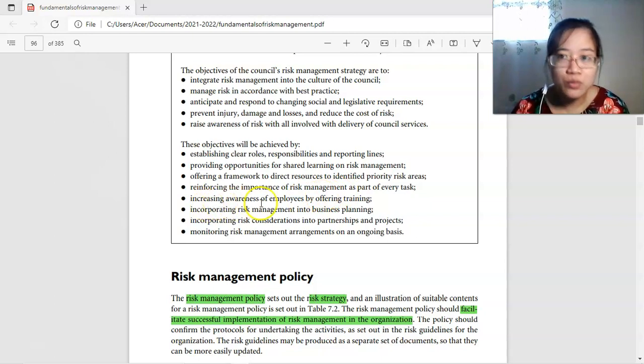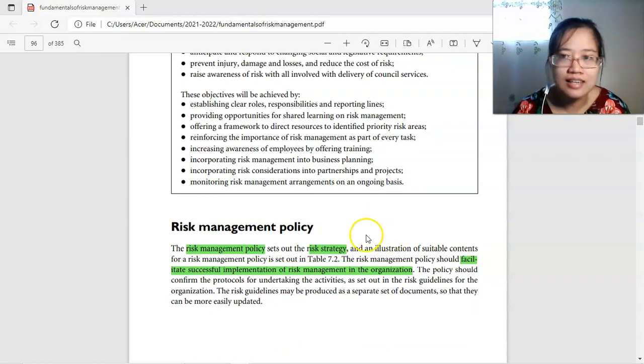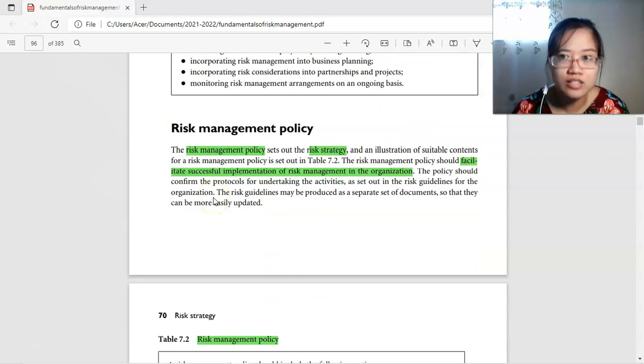Okay? Reinforcing the importance of risk management as part of every task. Then, increasing awareness of employees by offering training. Incorporating risk management into business planning. Kumbaga, ini-embed. Itong part na to, ini-embed. Incorporating risk considerations into partnerships and projects. So before mag-enter into joint ventures, partnerships, kinoconsider din yung mga risk with that. And then, monitoring risk management and arrangements on an ongoing process basis. Okay? Kasi minsan nag-evolve din ang risk, especially yung medyo related sa technology.